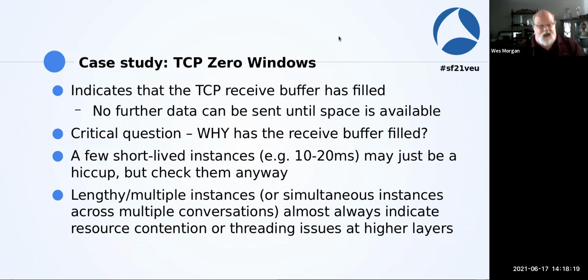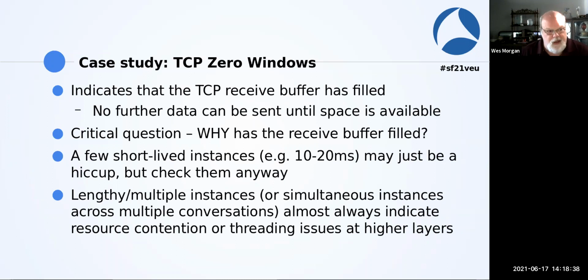We're going to take some time here because what we're going to go through right now, in my experience, is the most common indicator of a problem at the OS or application layer.